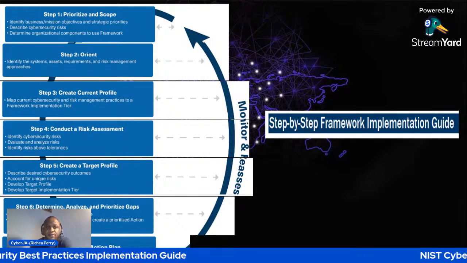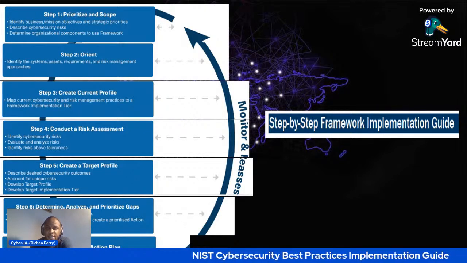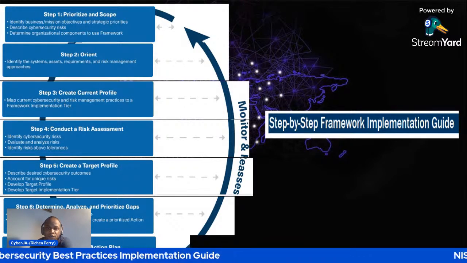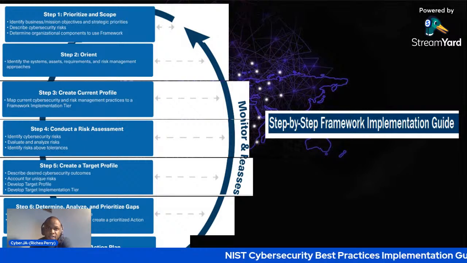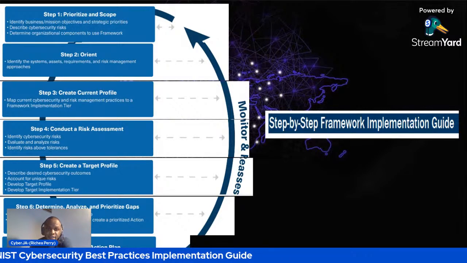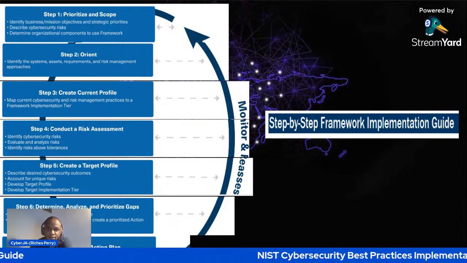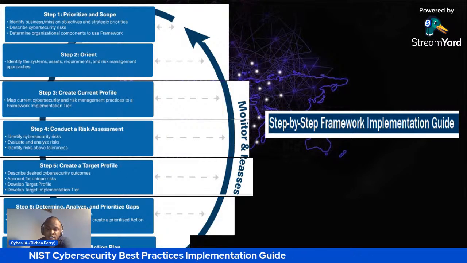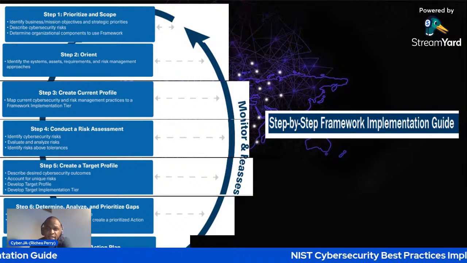So there we have it. The 7 steps are best practices that you can use as a cybersecurity professional to guide you in the implementation of the NIST Cybersecurity framework. So step 1 is to prioritize and scope. 2, orient. 3, create a current profile. 4, conduct a risk assessment. 5, create a target profile. 6, determine, analyze, and prioritize gaps. And 7, implement an action plan. And this process continues until you achieve your objective of building that baseline for cybersecurity resilience within your organization.